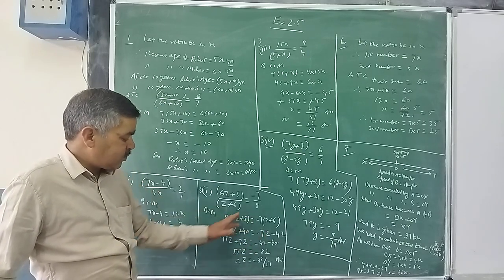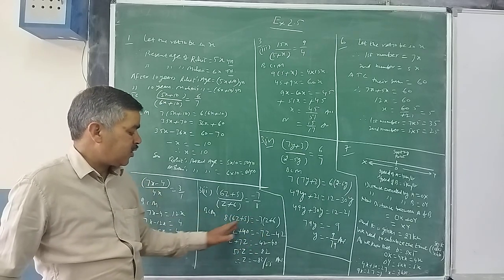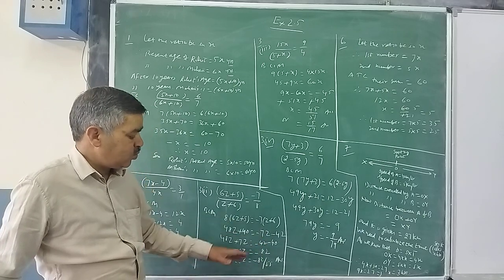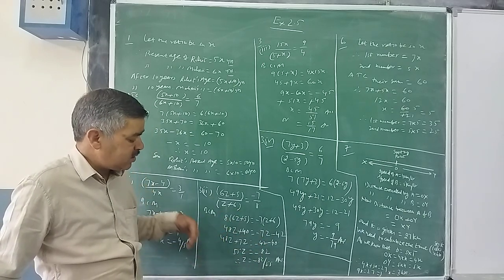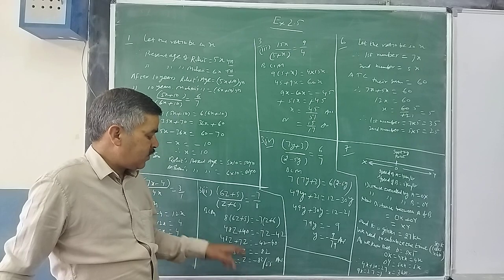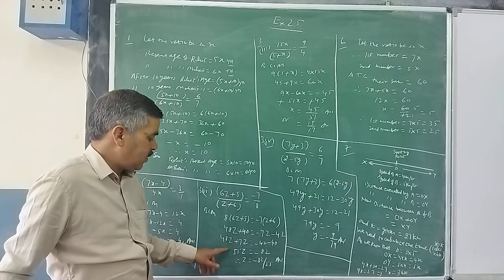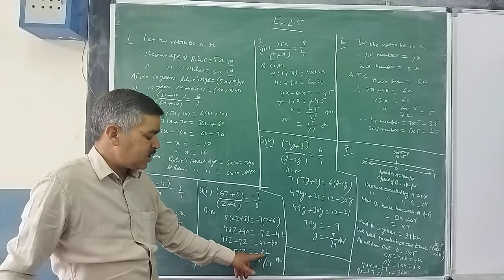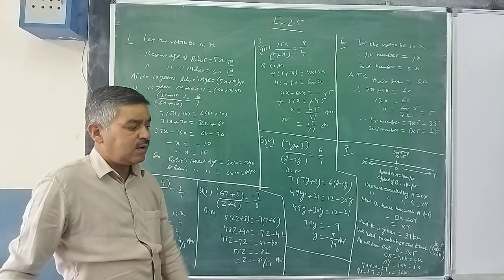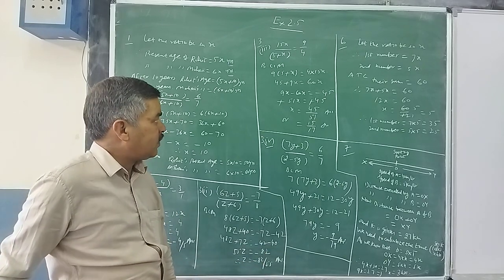Kindly transpose the variables to one side and the constants to the other side. Do not forget to change the signs when you are shifting one term from one side to the other. So this will become plus and this will become minus. So here you will be getting 55z, here it is minus 82. So z will be equal to minus 82 upon 55.